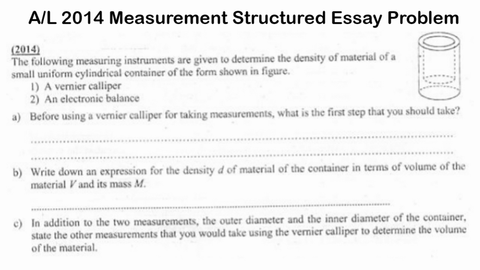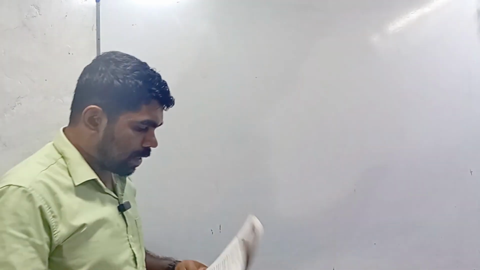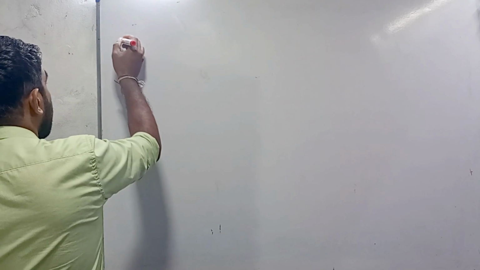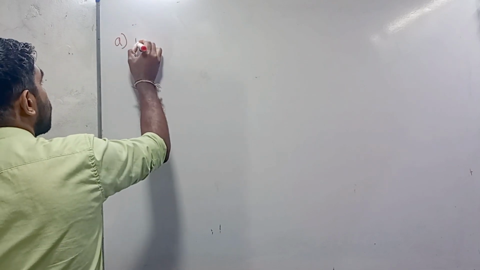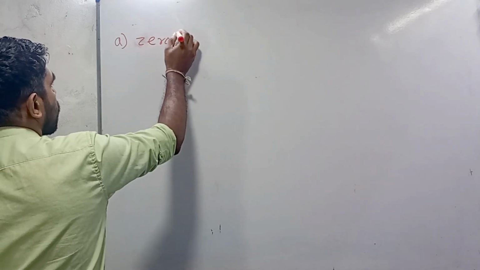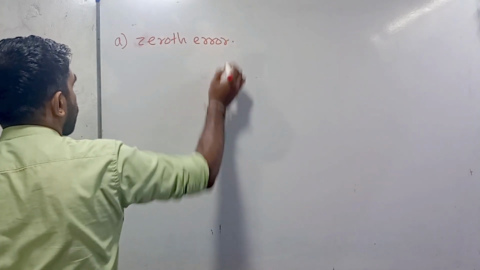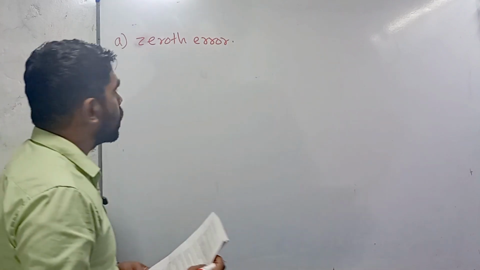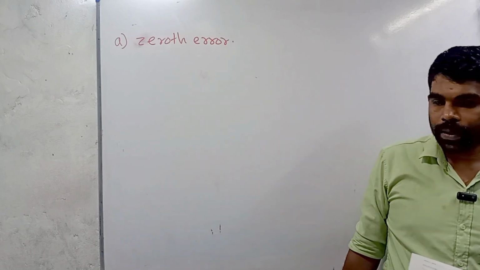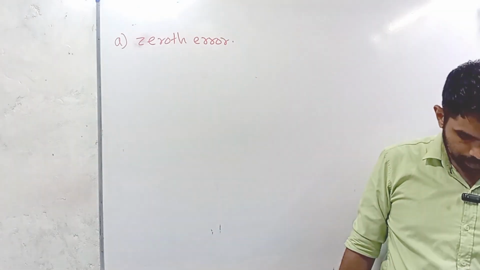Part A, before using the vernier caliper for taking measurements, what is the first step that you should take? We can write, we have to consider zero error. And if there is a zero error, we have to calculate it before using the instrument.